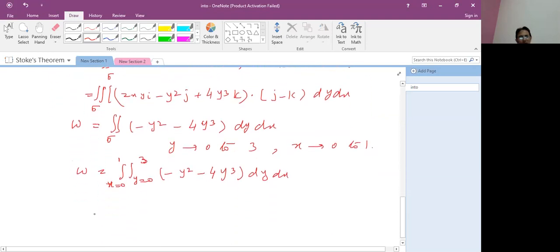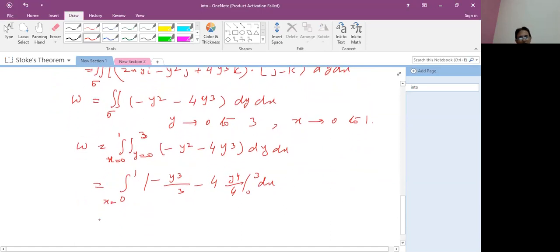Now integrate with respect to y first. Minus y cube over 3 minus 4 times y to the power 4 upon 4, with the integral limit from 0 to 3, into dx.